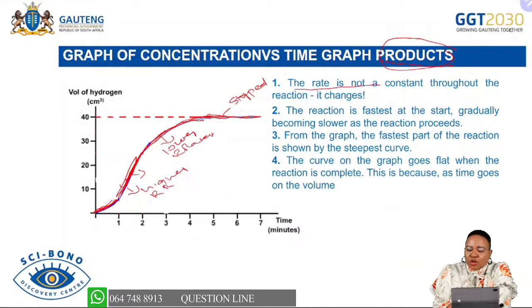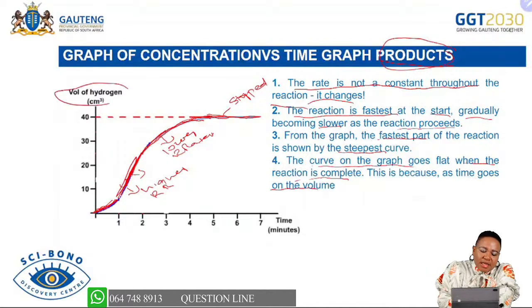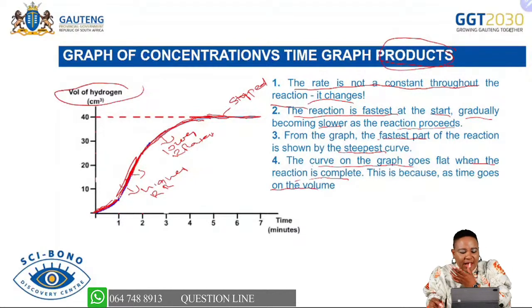So we say the rate is not constant throughout the reaction. As I said, it changes. The reaction is fastest at the start and gradually becomes slower as the reaction proceeds. From the graph, the fastest part of the reaction is the steepest part of the curve, and the curve of the graph goes flat when the reaction is complete. This is because as time goes on, the volume of the gas that was collected starts to decrease. So we need to know how we explain the steepness of the graph related to the reaction rate.